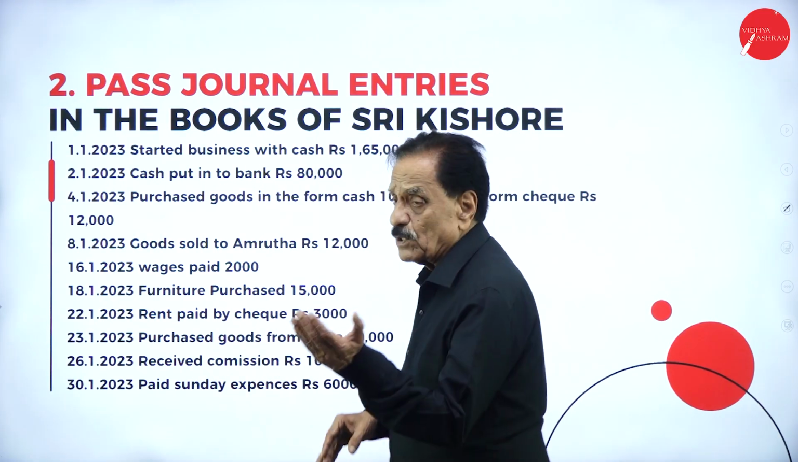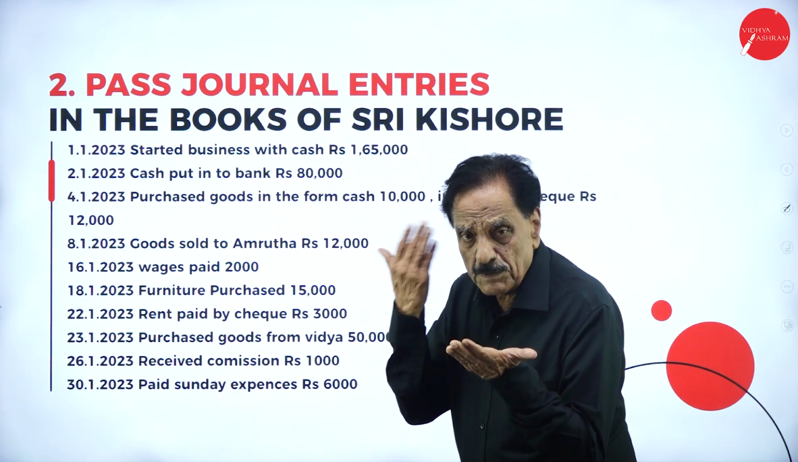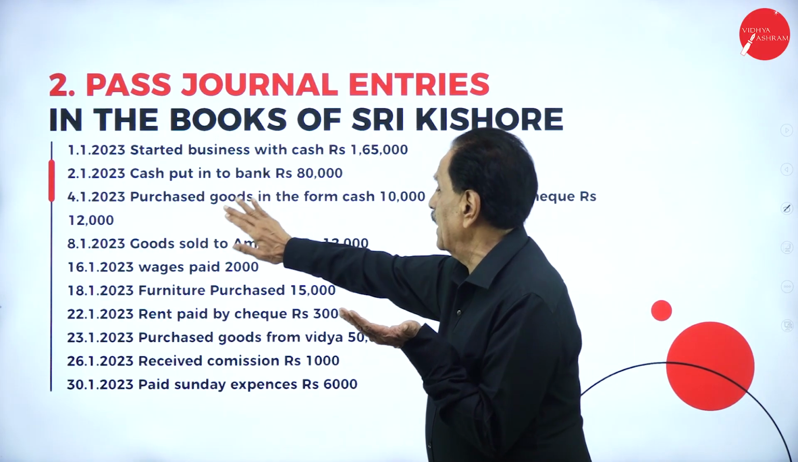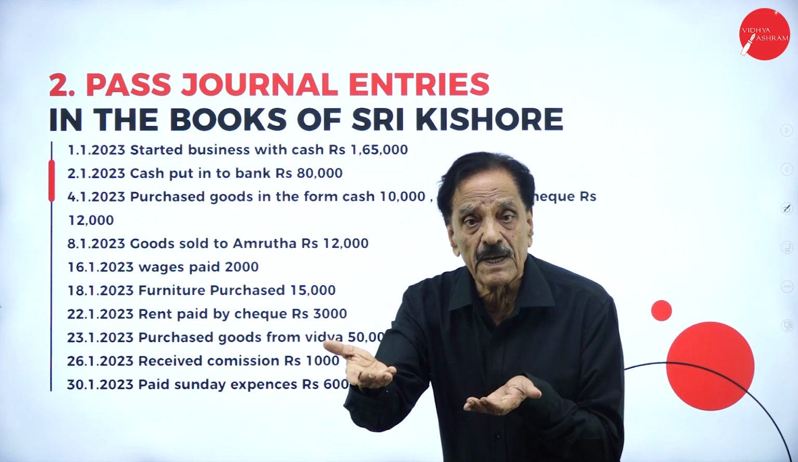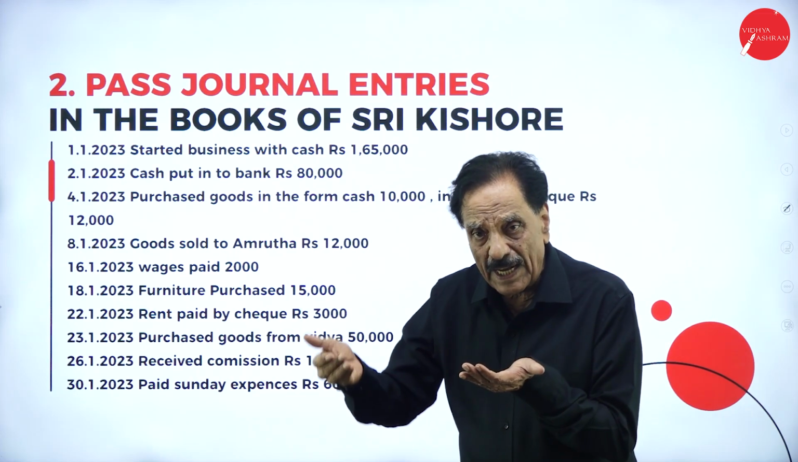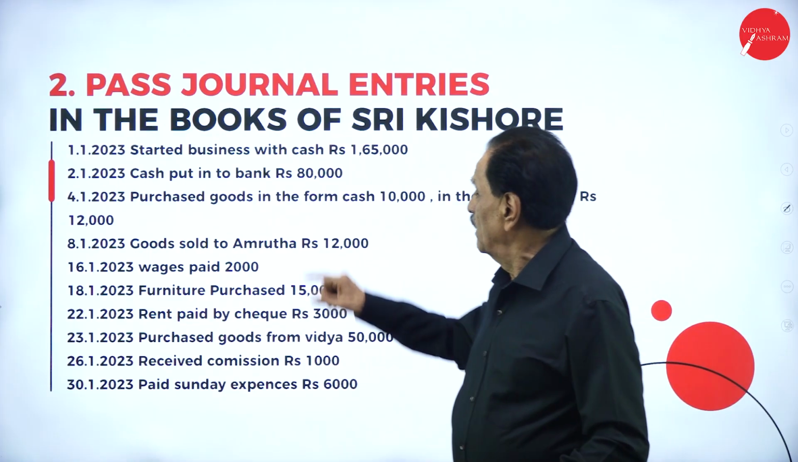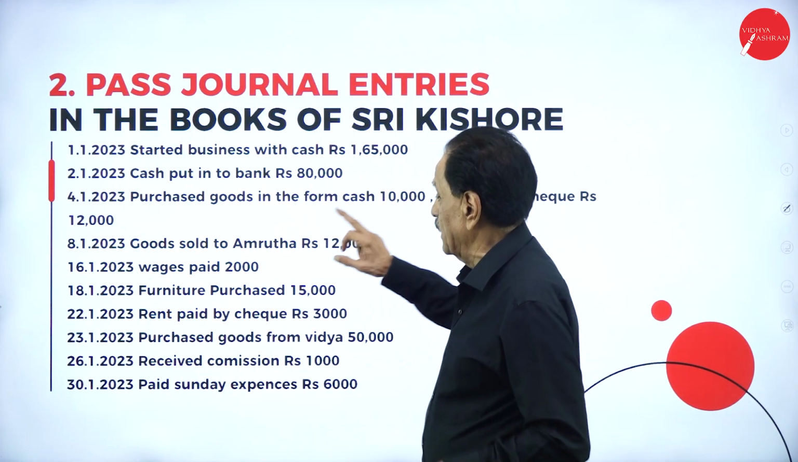Started business with cash. What is coming in? Cash. Commencement is capital. Cash account debit to capital account. Cash put into bank. Who is the receiver? Bank. What is going out? Cash. Bank is a personal account. Cash is real account. Rule: bank account debit to cash account.